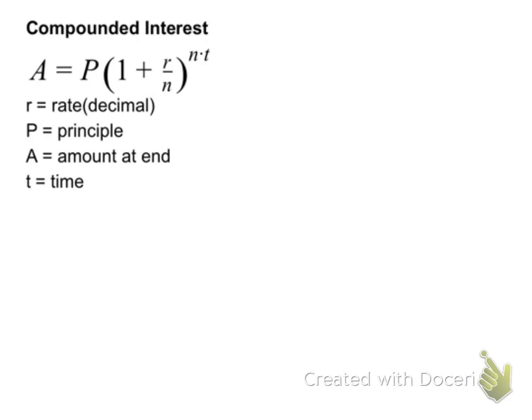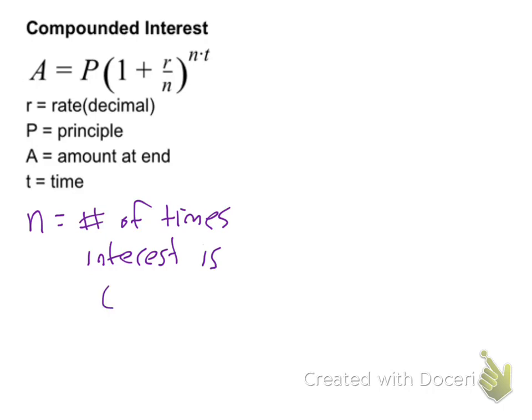A is the amount at the end of the investment. P is your principal, the amount of money going in. R is the rate. So we usually say, hey, 5%, 6%. But to use it, it has to be a decimal. And T is your time. And I see I left one off. What's the one I left off? N. N equals number of times interest is compounded.